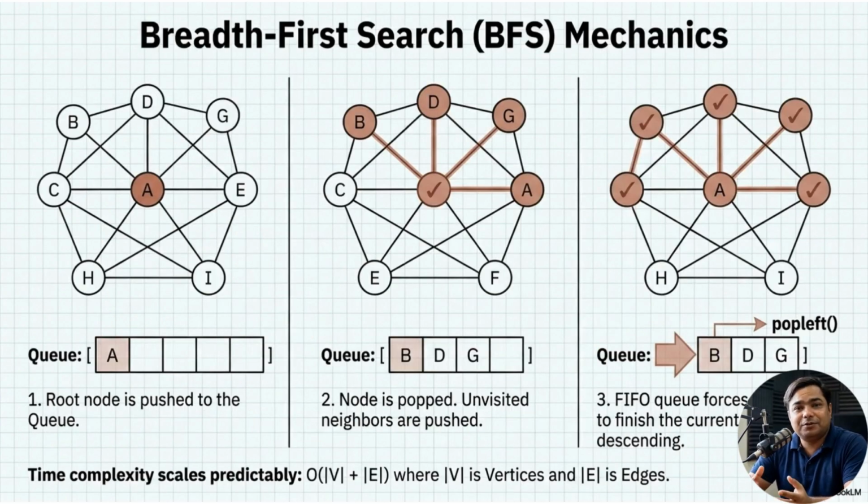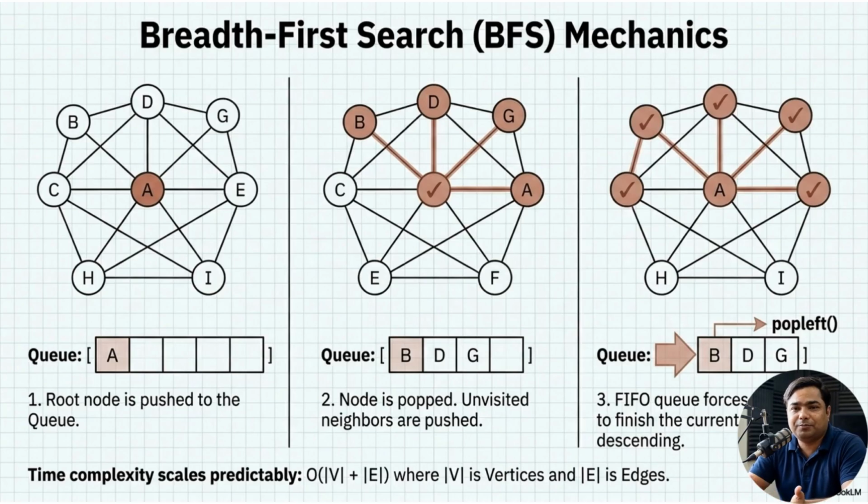Now, let us understand BFS mechanics using the diagram. In the first step, we start from the root node, which is node A. We push node A into the queue. At this moment, the queue contains only A. In the second step, we pop A from the queue and visit it. Then we look at all unvisited neighbors of A. In the diagram, the neighboring nodes are added into the queue.